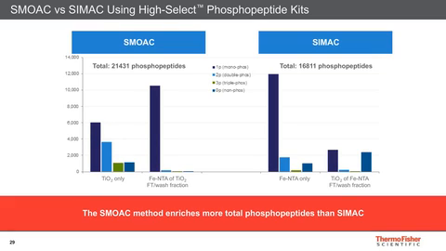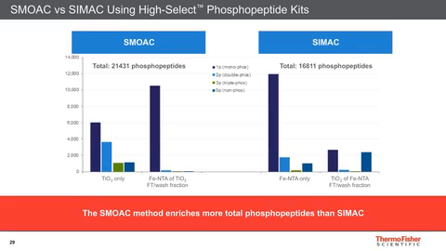In total, we identified over 21,000 unique phosphopeptides using the SMOAC method versus only 16,800 with the SIMAC method, with phosphopeptide enrichment from 1 milligram of nocodazole-treated HeLa cell digest. As shown in the graph on the left, using titanium dioxide alone, we identified approximately 6,000 monophosphorylated peptides, 4,700 multiply phosphorylated peptides, and approximately 1,100 non-phosphorylated peptides.